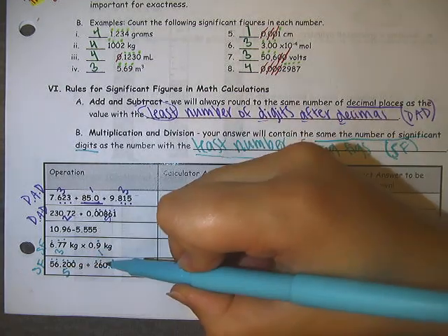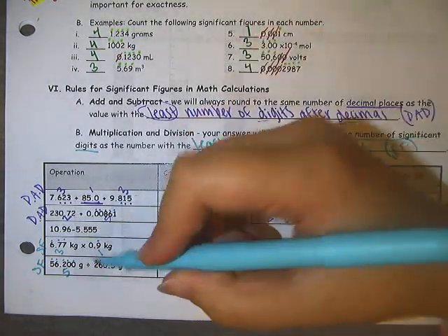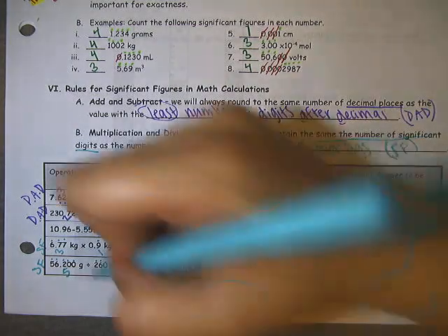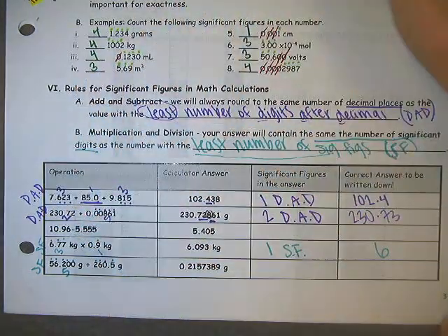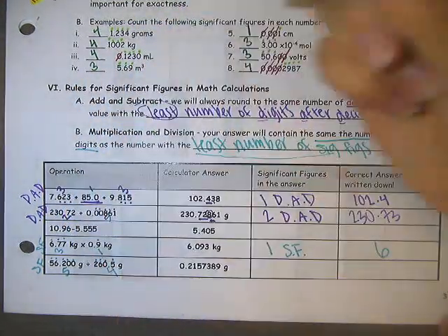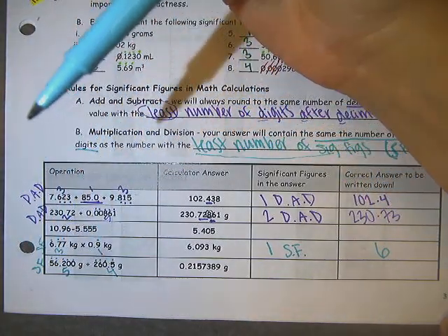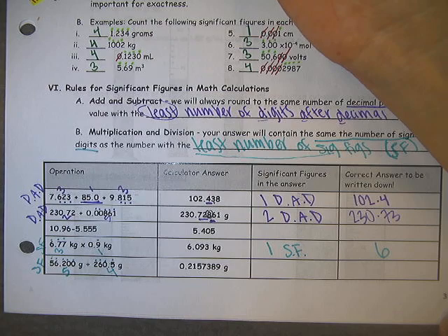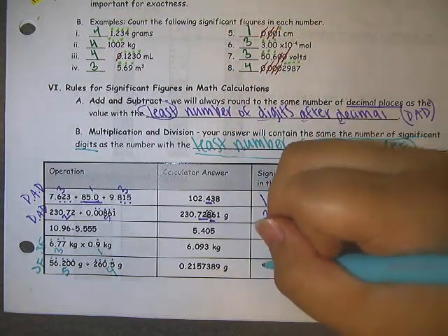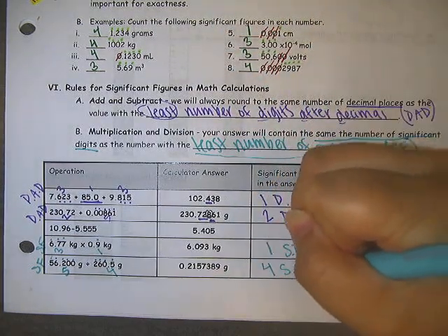And then this is significant, this is significant, that is significant. So what rule does this 0 fall under? Trap 0, it's significant also. So this number has how many sig figs? 4. Based on the numbers that I'm using in my calculation, what is the least number of significant figures? 4. So my final answer needs to have 4 significant figures.